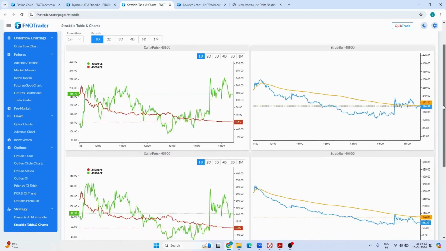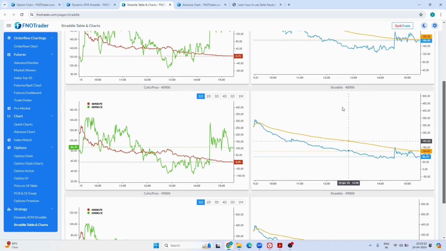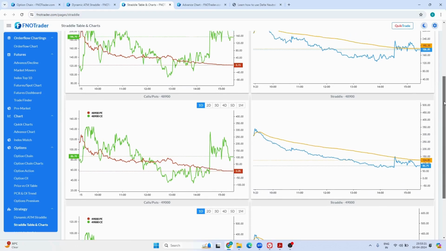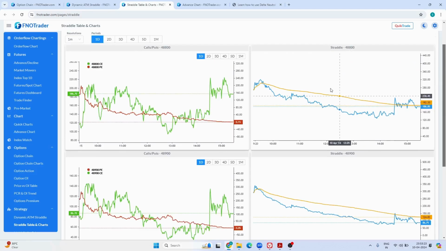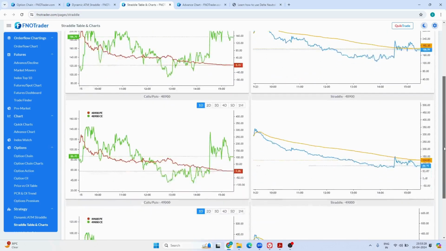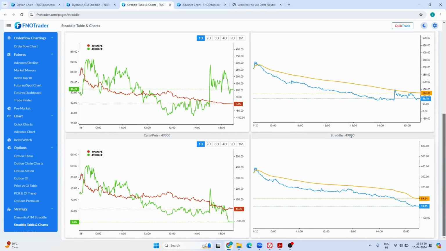Okay, you have 48,900, which is again plotted here. You can see it is somewhat smoother than 48,800 strike. You can see the movements here. Perfect. Now you have one more strike which I have plotted, which is 49,000 strike. Again you see it's smooth.